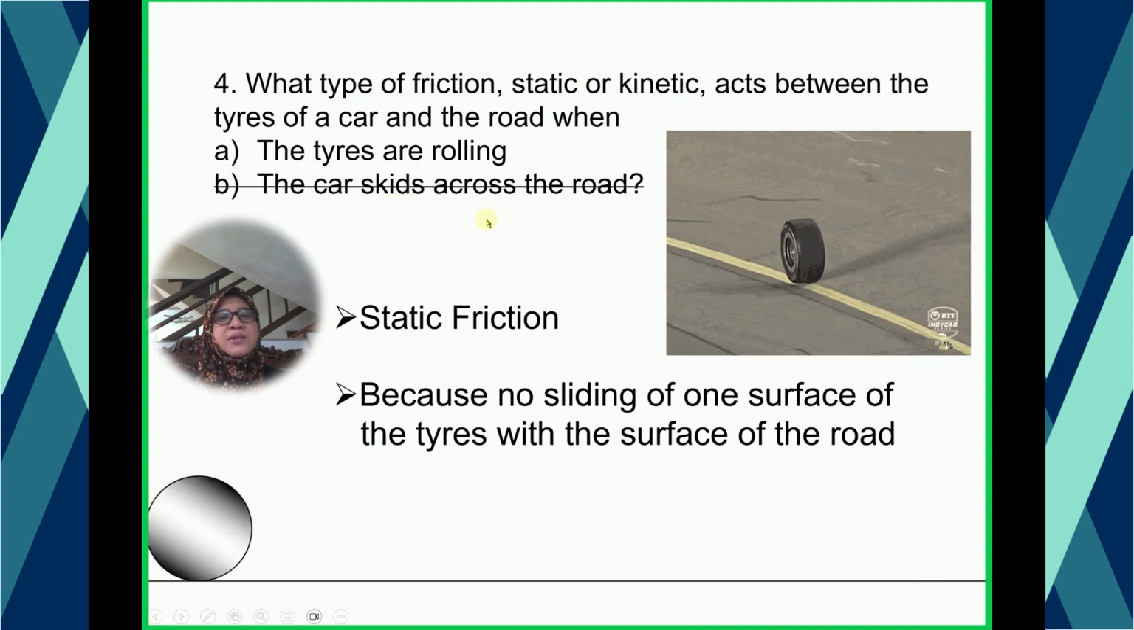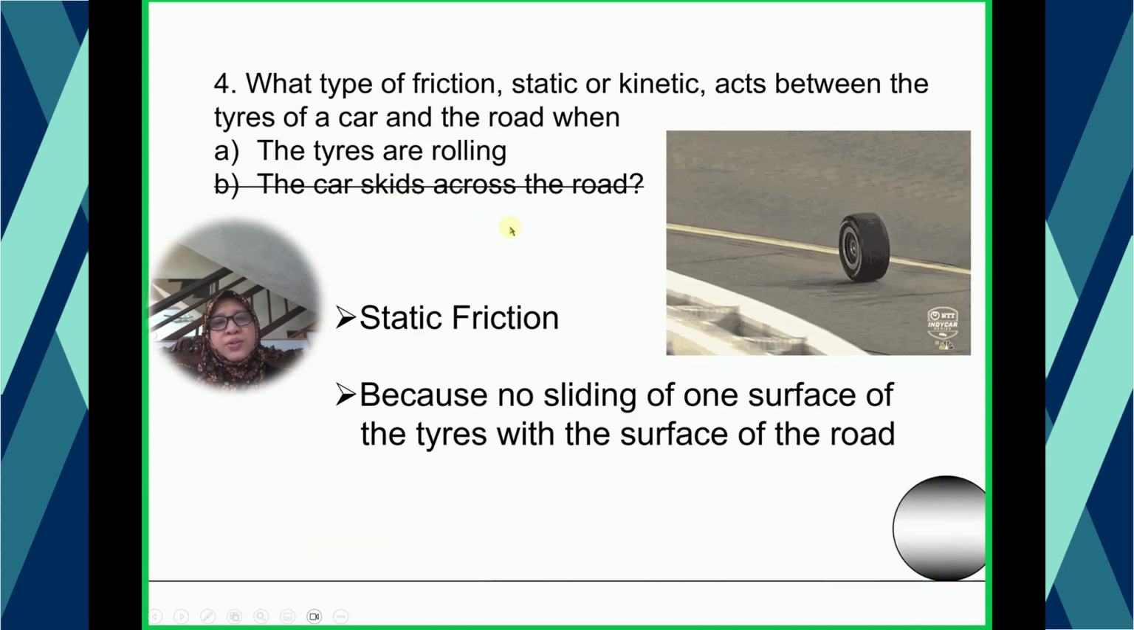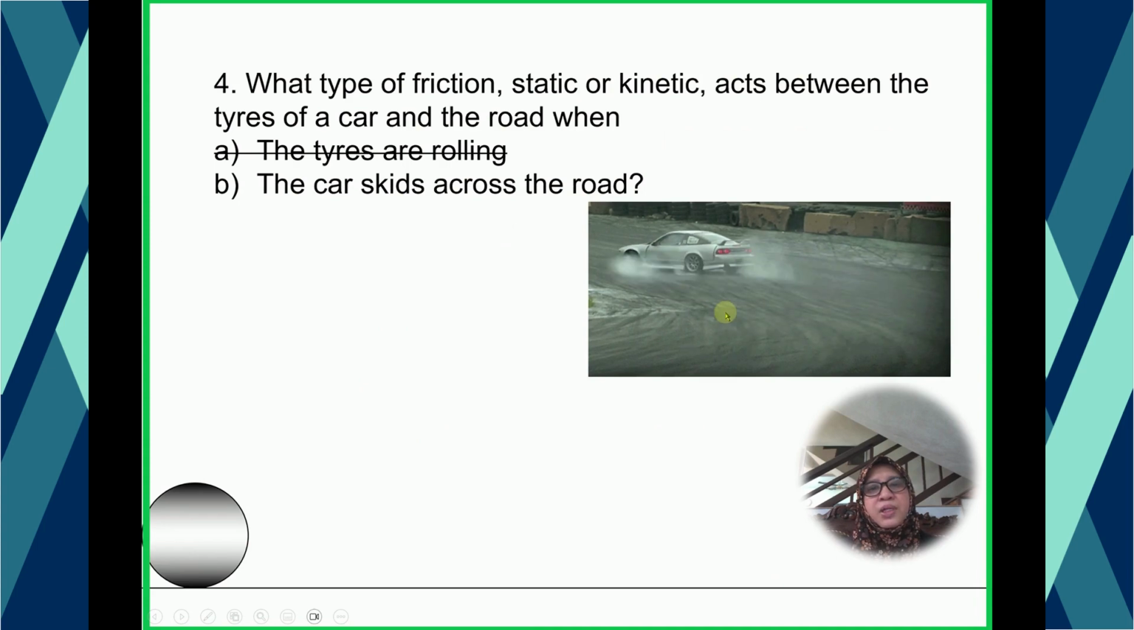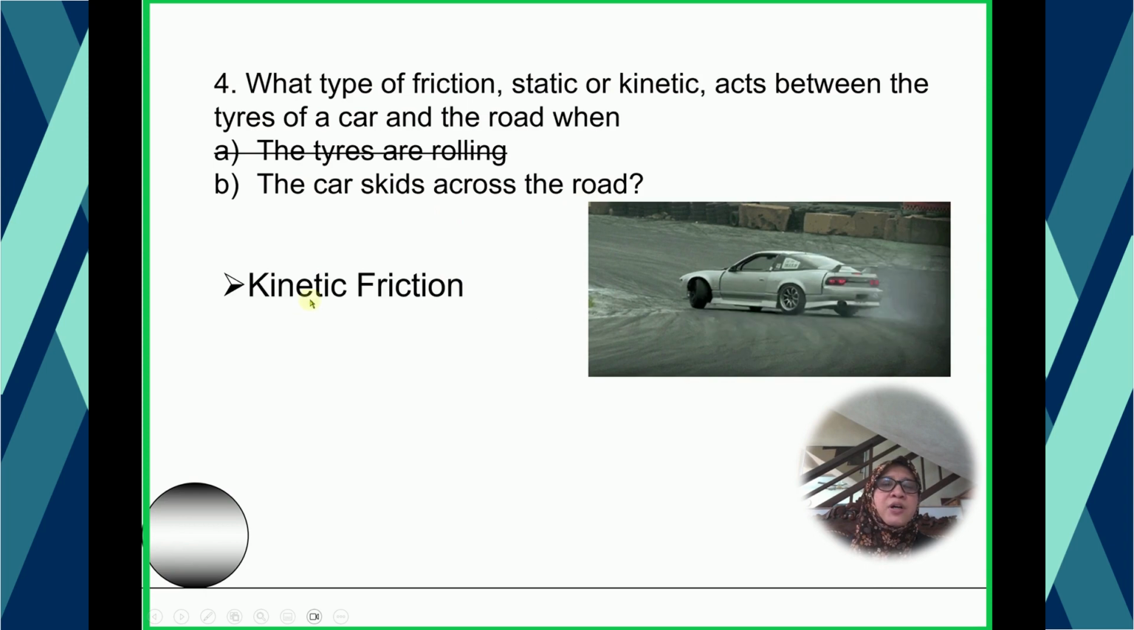When the car skids across the road. Okay, so when the car skids across the road, the car skids. That means it drags. You can see from the animation here, you can see the tire. When you apply the brake, the tire doesn't stay stationary, so it skids. This is what is meant by skid. The car skids across the road. Okay, so what is involved is kinetic friction.